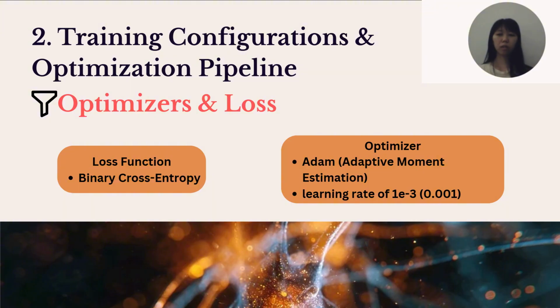Next part is training configurations and the optimization pipeline. The loss function we use is binary cross entropy. This is the standard loss function for predicting a 0 or 1 outcome. It measures the performance of a classification model whose output is a probability value between 0 and 1. For the optimizer, Adam is used with an initial learning rate of 0.001.